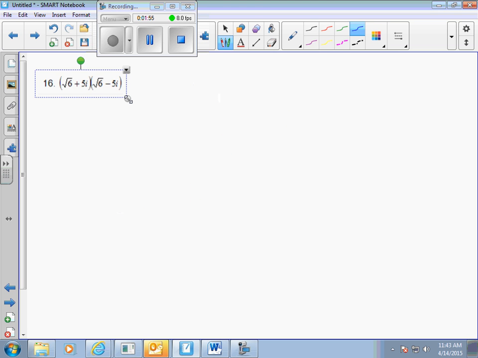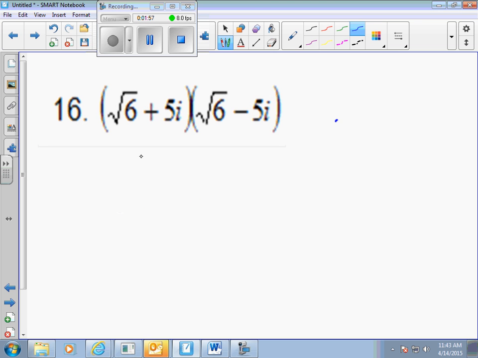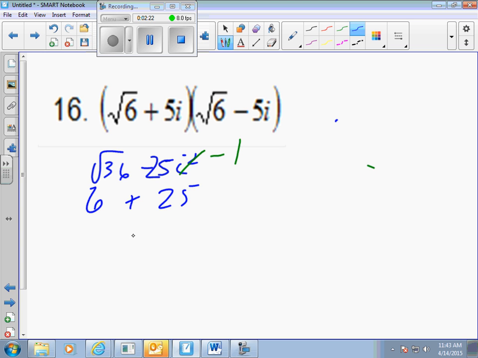For number 16, we're going to need to FOIL this, so I get first times first is the square root of 36, outside times outside. Since they're conjugates, the outside, outside, and inside, inside are going to go away, so I'm not even going to do it. And I get 25i squared, and we know that i squared is equal to -1. -1 times -25 gives me 25 plus 6. Square root of 36 is 6, gives me 31.